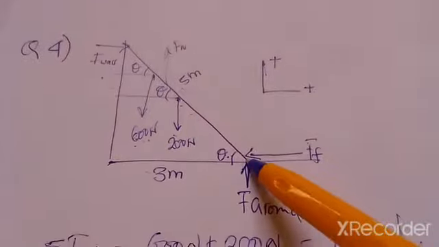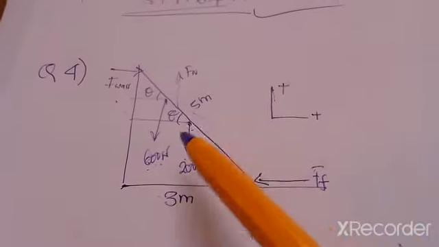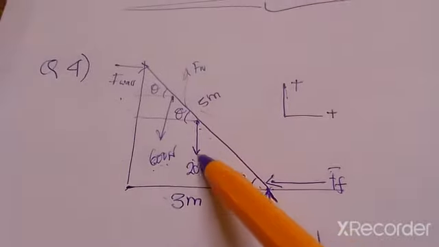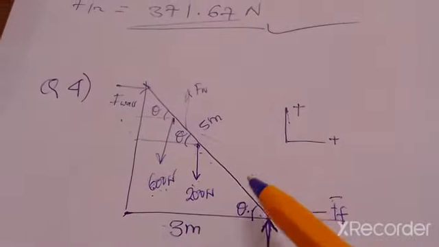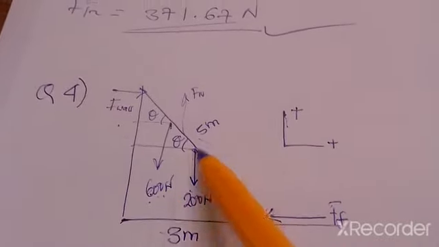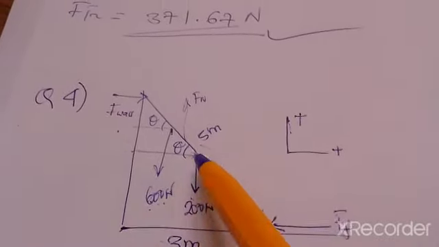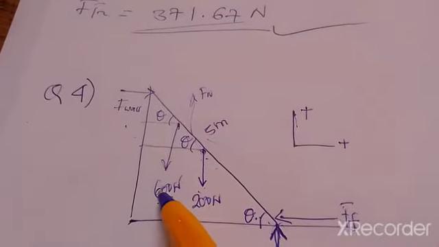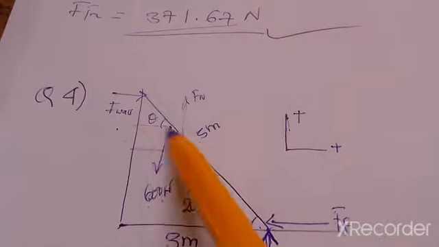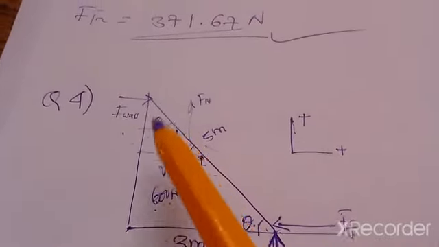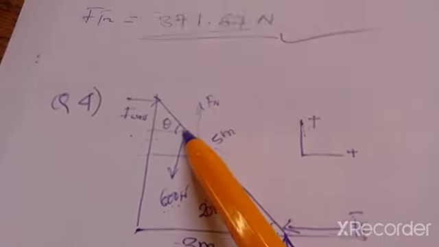If we look at this as our point of reference, there is this force. The distance from here to here is not perpendicular to this. The distance that is perpendicular to this force is actually this distance. So we're going to have to calculate this distance. Then the 600 Newton force is also acting at a certain perpendicular distance. So we are going to have to calculate that perpendicular distance.